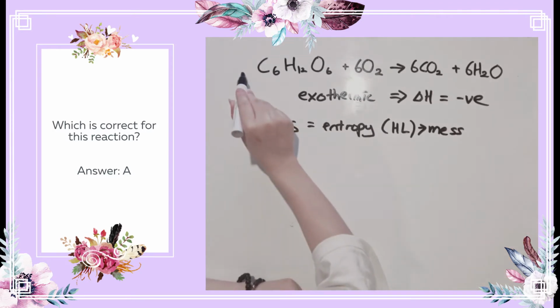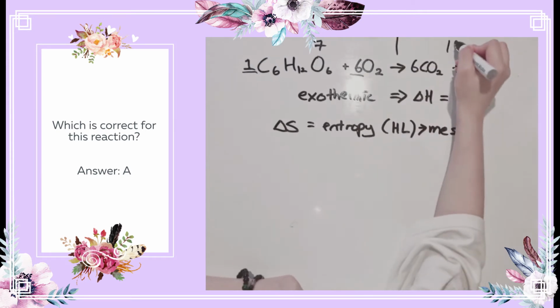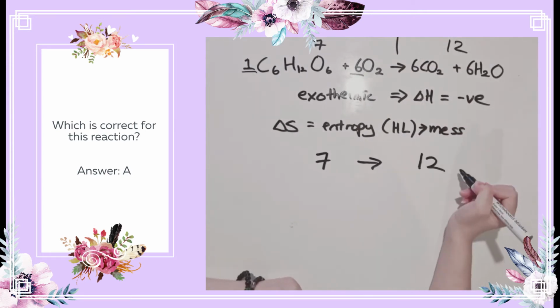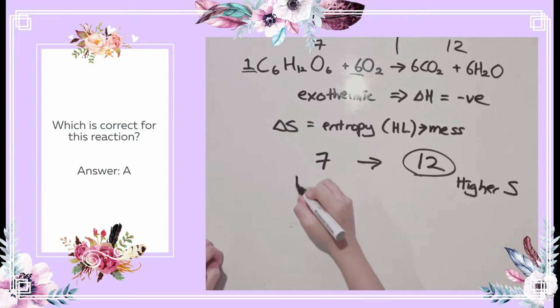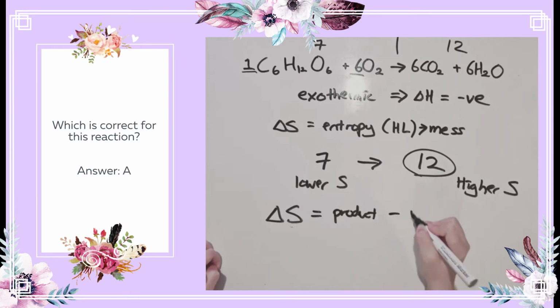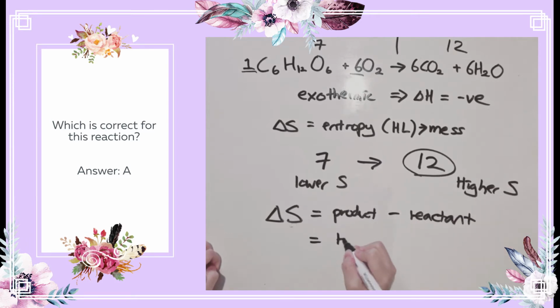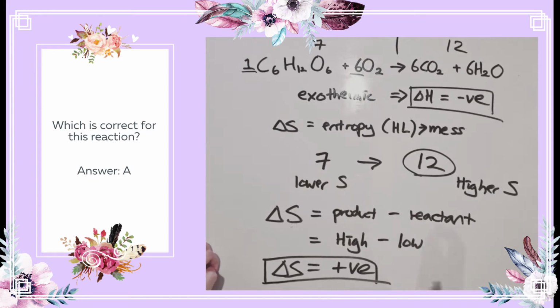How I approach these questions is I count up the coefficients on the reactant and product side. So for this question, we have 7 versus 12. As 12 is a greater number than 7, we can say that the product has a higher entropy. Therefore, delta S, high value minus the lower value, will always give us a positive. And we know that when delta H is negative and delta S is positive, the reaction will always be spontaneous.